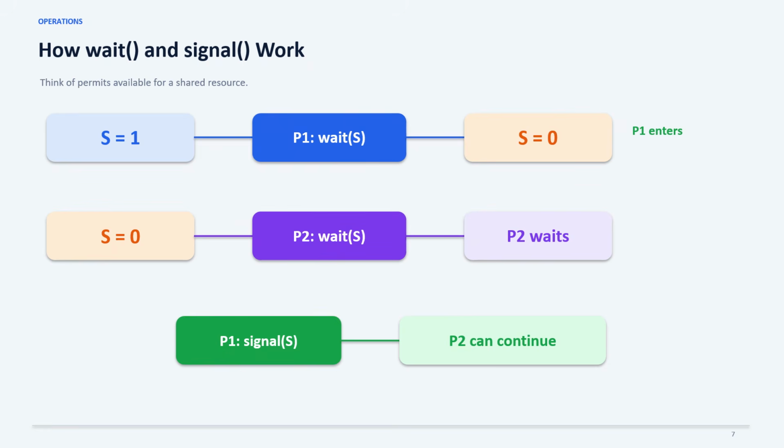While P1 is working, suppose P2 executes wait of S. The resource is not available, therefore P2 has to wait. After completing its work, P1 executes signal of S. The permit becomes available again, allowing a waiting process such as P2 to continue. So remember this simple idea. Wait means request or acquire. Signal means release or notify.